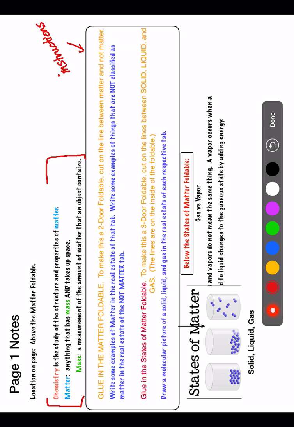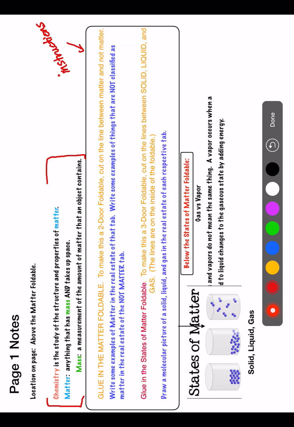So we're in chemistry class. We're going to be studying the structure and properties of matter. And so matter is anything that has mass and it has to take up space. It has to meet both conditions to be called matter. Mass is the measurement of the amount of matter that an object contains.